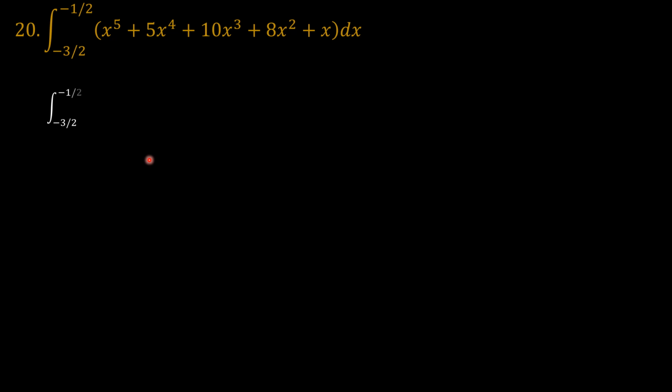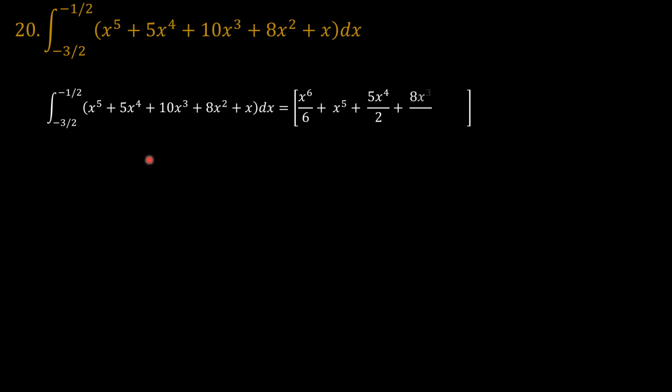The last problem is actually not very complicated. As you can see, it's the integral of x squared, x to the power 5 plus 5x to the power 4 plus 10x to the power 3 plus 8x squared plus x, from negative 3 over 2 to negative a half. This is straightforward, so what you do is just go the hard way. I believe what we're testing here is just how fast someone can manipulate these numbers.